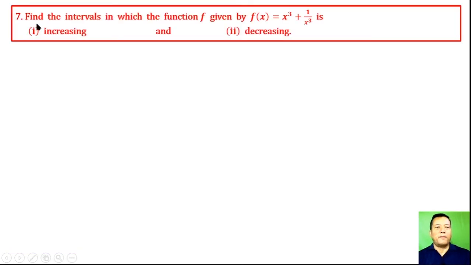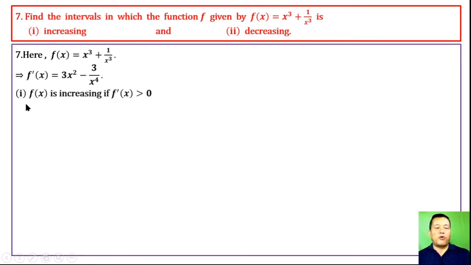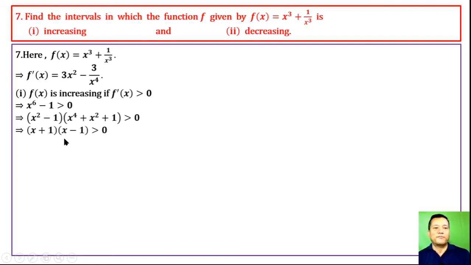Question number 7. Find the intervals in which the function f given by this is increasing and decreasing. Here f of x is this, whose derivative is this. For f of x to be increasing, f dash x should be greater than 0, whose value is this. This should be greater than 0. Factorizing, we get this, and the second factor cannot be 0, which should be positive. Dividing on both sides, we get this. Product of these two factors should be greater than 0, that is x should be less than -1 and x should be greater than 1.